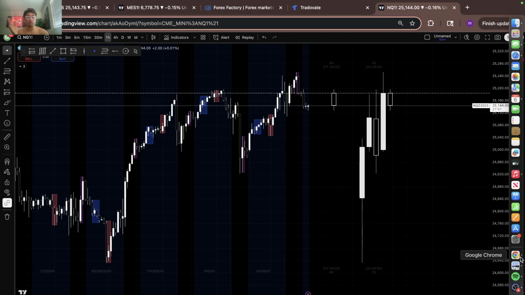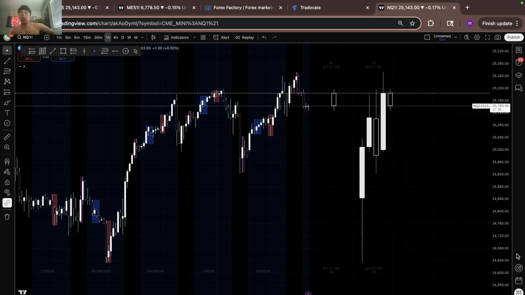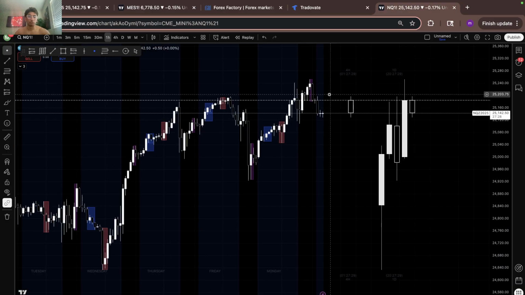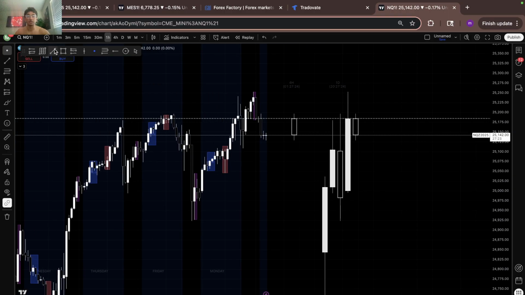For the second group are these three confluences, which I also use aside of just liquidity sweep, order blocks, fair value gaps, breaker blocks, change states. The first thing is standard deviation. A lot of traders use standard deviation incorrectly, but realistically, there's only one way to use it. Standard deviation is when you have a change in state.